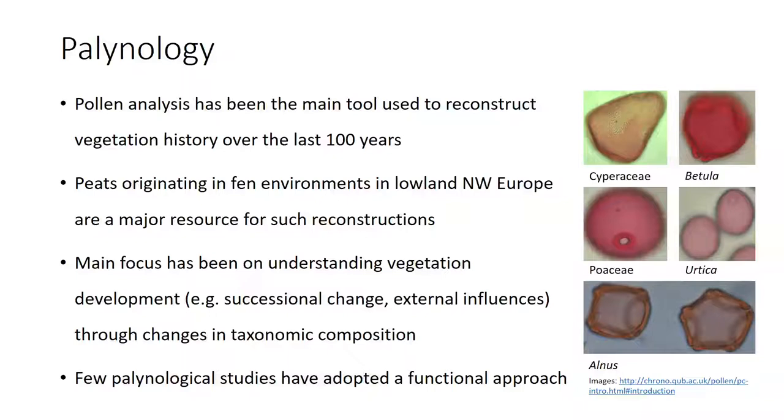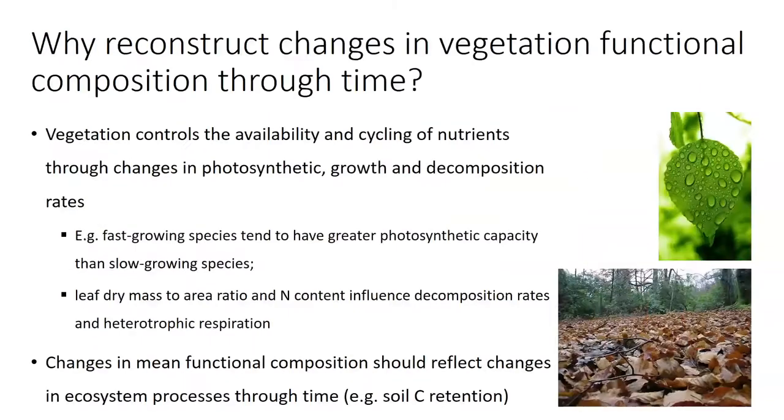However, such studies have traditionally focused on changes in taxonomic composition. So looking at external influences, for example, things like successional change, and how they influence species composition through time. Very few palynological studies to date have taken a functional approach. So why use traits instead of the taxonomy of the species? Why take a functional approach?